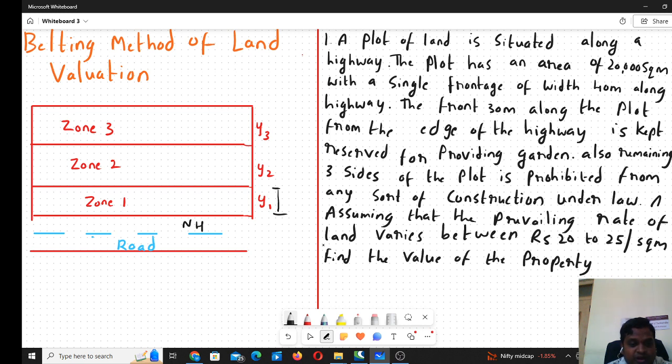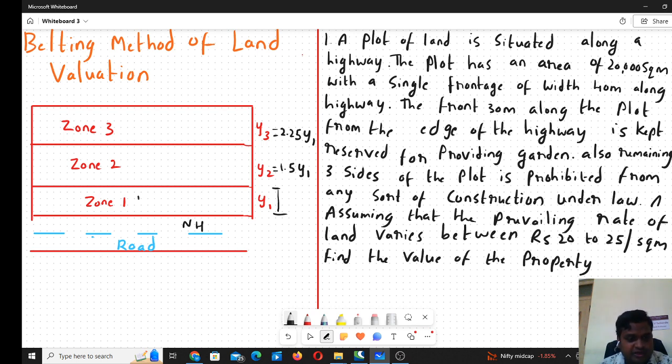Second, y2 will be taken as 1.5 times y1. So whatever this depth is, it will be 1.5 times y1. Then y3 will be 2.25 times y1. So this is the general consideration whenever we are doing the partition for the zones.